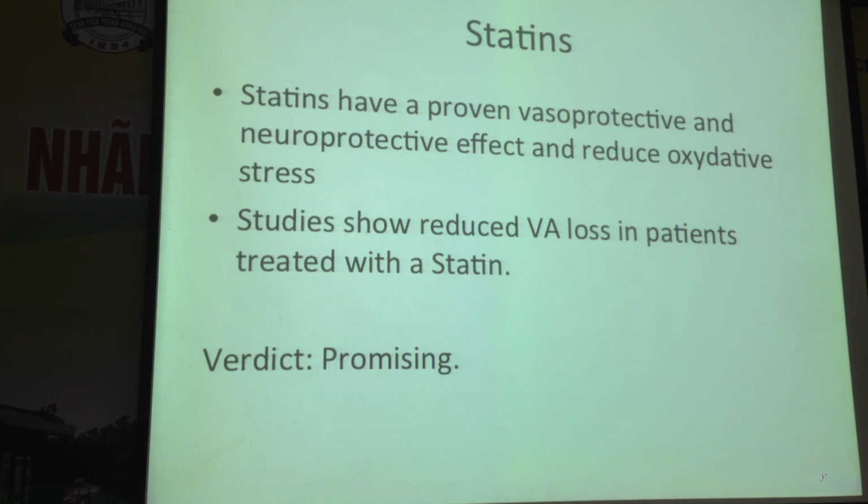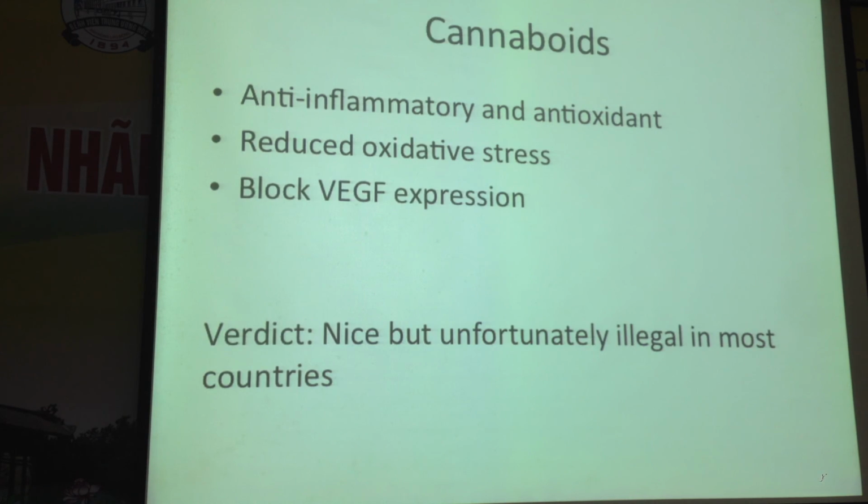Now I'm coming to one point where people who live in Jamaica might get happy. Cannabinoids, marijuana. It has an anti-inflammatory and antioxidant effect. It reduces oxidative stress and blocks VEGF expression. It's very nice. I'm not going to recommend my patients to smoke marijuana yet, but yeah, I think this is nice to know, unless it becomes legal, and unless there are other forms of administering cannabinoids to the eye.